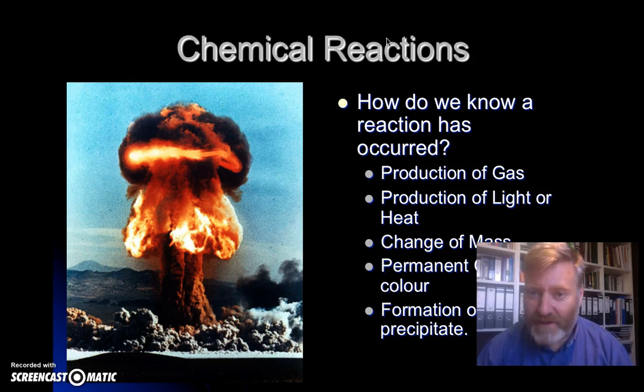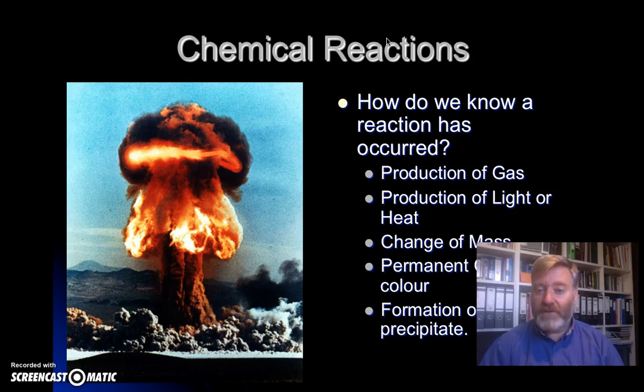How do we know a reaction's taken place? Well, we get a lot of gas, so you can see bubbling up in your test tube. We might get lots of light or heat given off, like that explosion in the picture. We might get a change of mass, so we might have started with 5 grams and at the end we've got 10 grams. Or we start with 5 grams and at the end we've got 1 gram. So we've lost or gained mass somewhere.